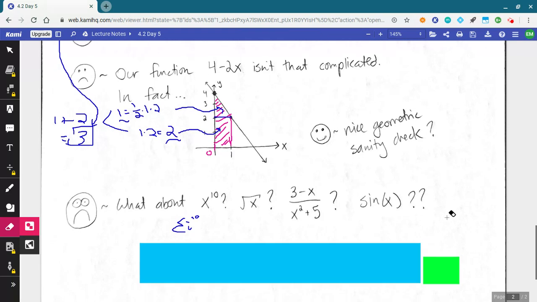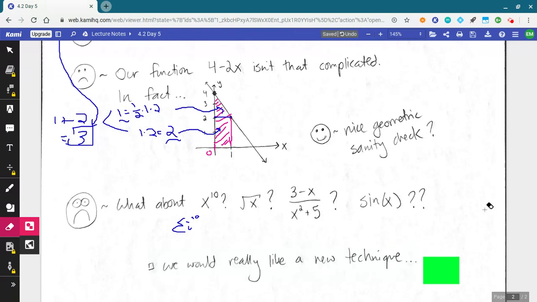So, with this thought, if we're wanting to compute definite integrals, if we're wanting to compute net area, we'd really like a new technique, a new approach that allows us to get a hold of these. And we will get one next week.